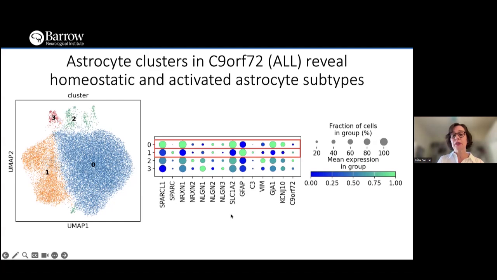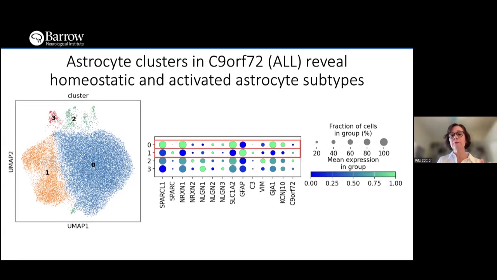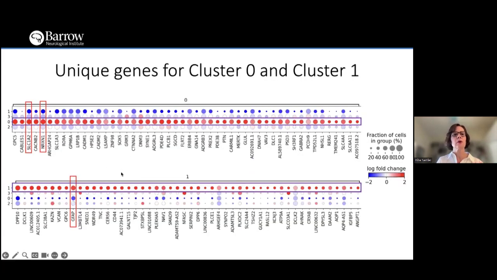This is EAAT2. EAAT2 is the glutamate transporter that is important to remove excess glutamate from the synaptic cleft. Interestingly, again, we have a loss of EAAT2 in what I now call reactive astrocyte cluster 1. And we have an increase in GFAP, which is, again, another indicator for activity and reactivity of astrocytes. So we thought that we really found 2 astrocyte clusters with opposing roles that we now call homeostatic and reactive. And this is just a unique gene collection.